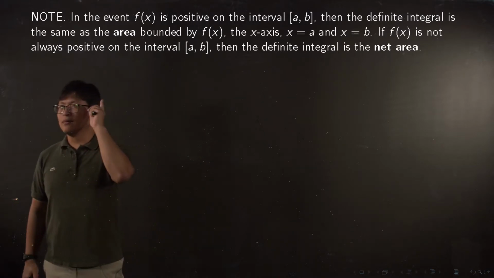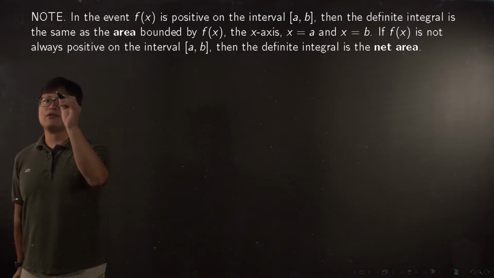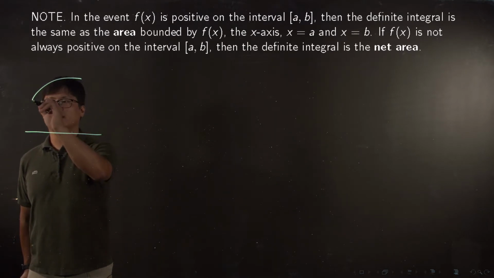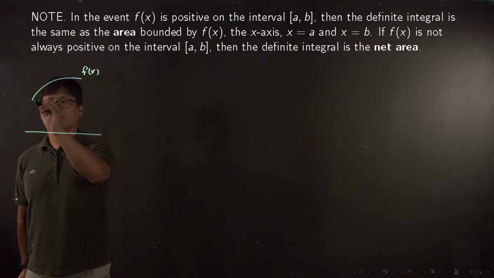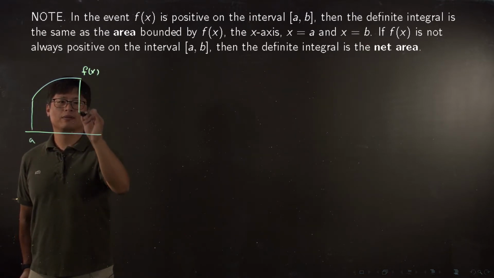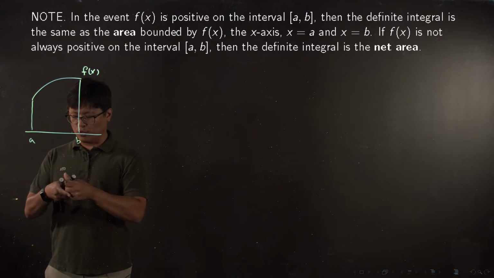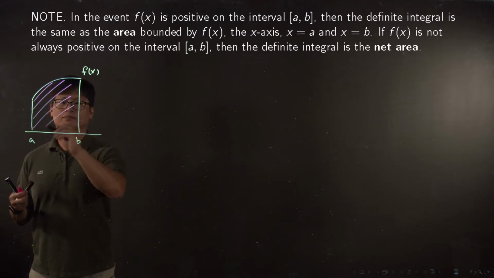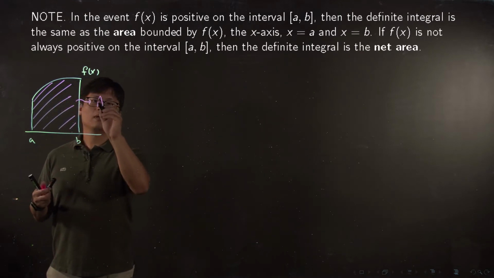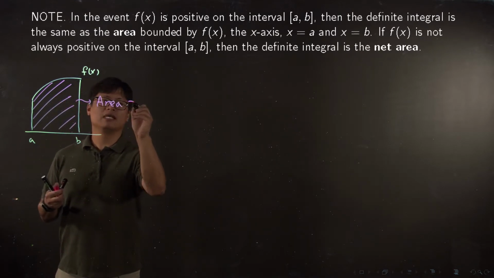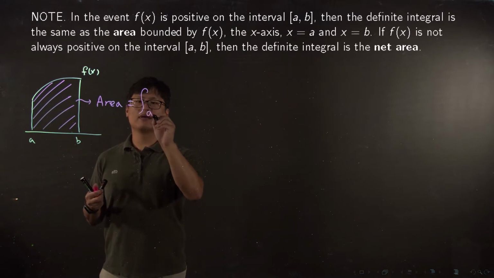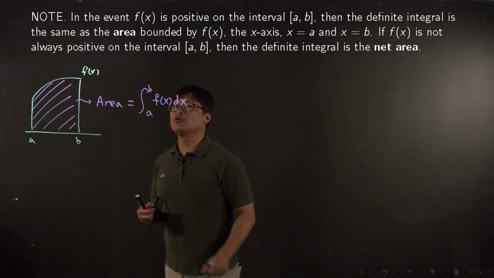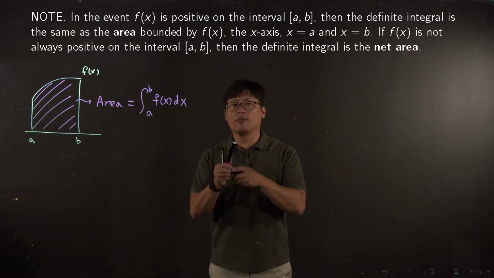But think about the definition. So first of all, the case where your function is positive, like that, from a to b. If you just want to talk about this area, your area is exactly equal to the definite integral from a to b of f of x dx. This is true. But what about the other case?